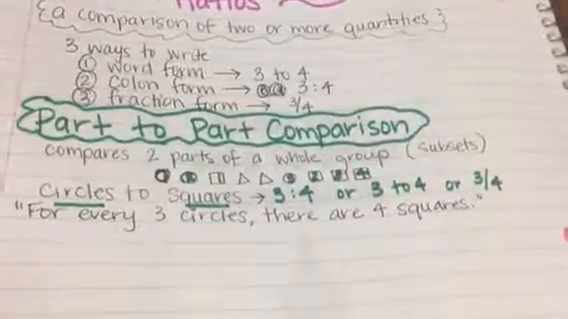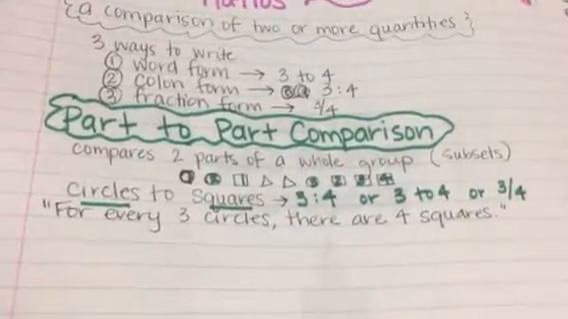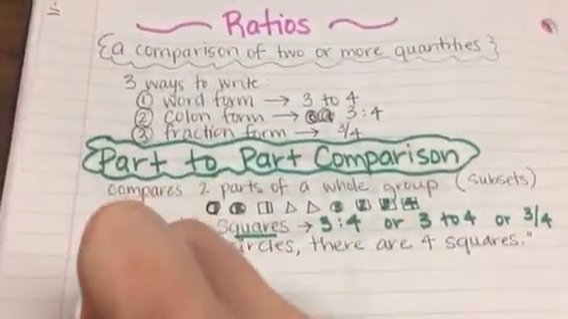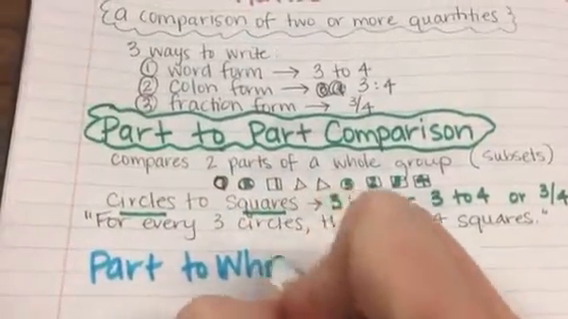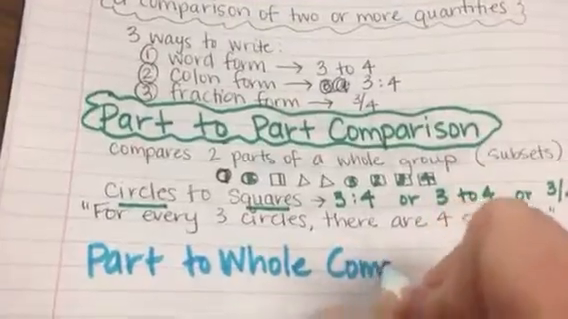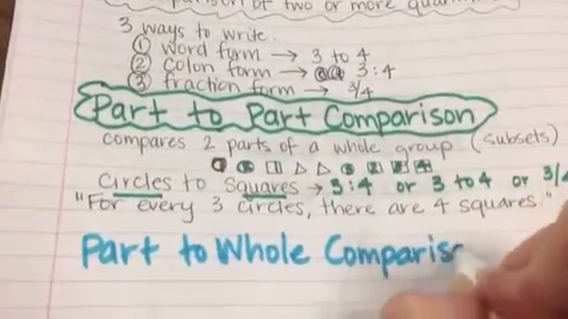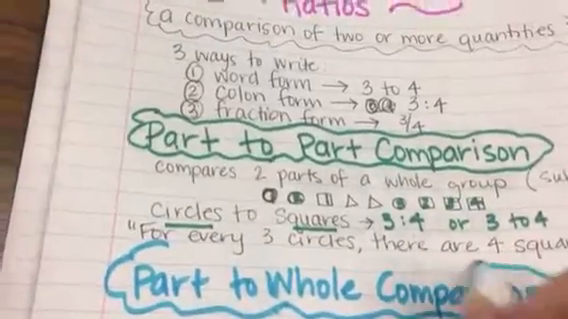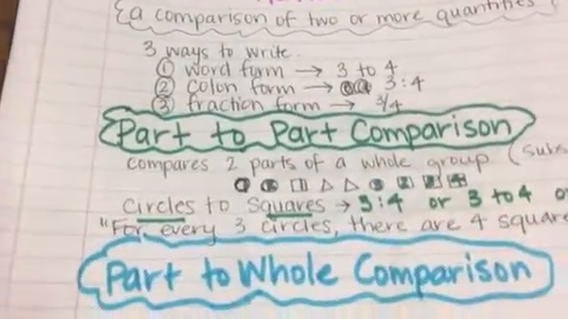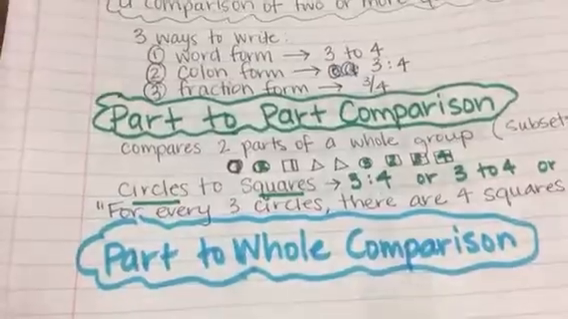The next type of comparison that we're going to talk about is known as part to whole comparisons. So I'm going to give you just a second to copy down this heading, and then we're going to talk about some examples of this.